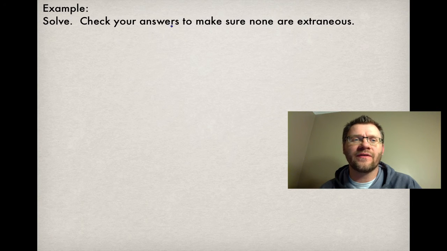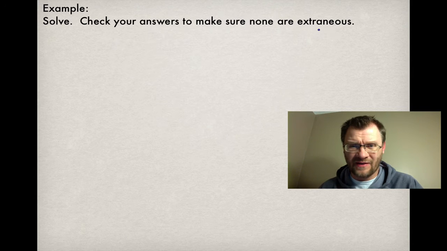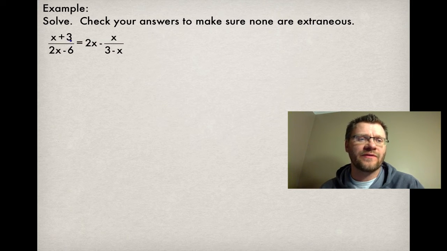So our final example says solve, check your answers to make sure none are extraneous. So remember, an extraneous answer is one that when you check it, it doesn't work. So we have x plus 3 divided by 2x minus 6 equals 2x minus x divided by 3 minus x.